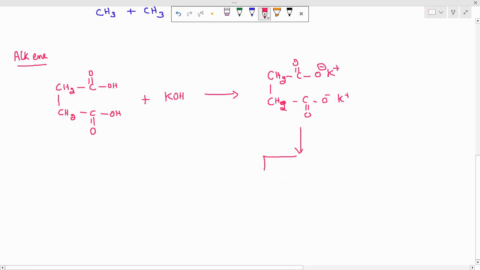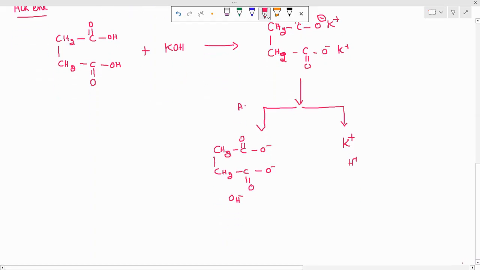When you are electrolyzing, there will be an anode compartment and a cathode compartment. In the anode compartment, we will have CH2 C double bond O minus, and then CH2 C double bond O minus. In the anode compartment we have this anion, and in the cathode compartment we have K plus as well as H plus, and here also we have OH minus. And you know that OH minus will not get oxidized. Only our carboxylate part gets oxidized.